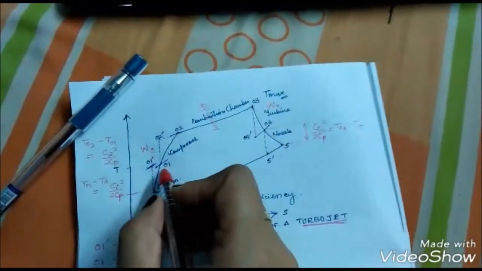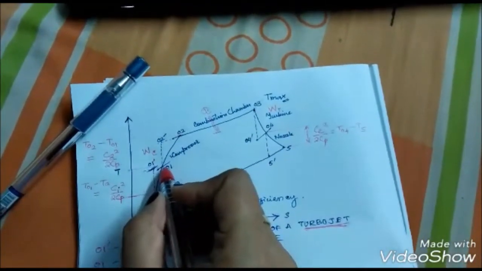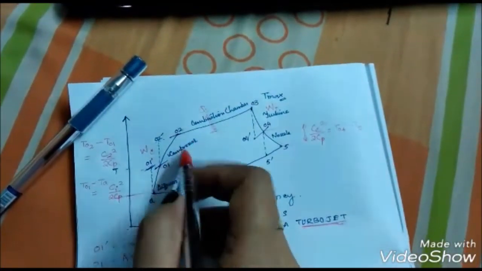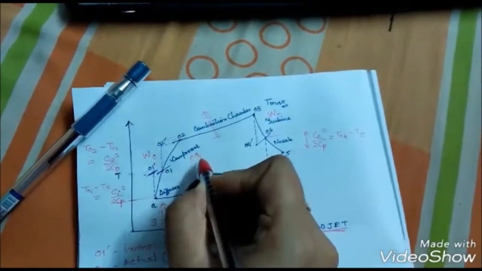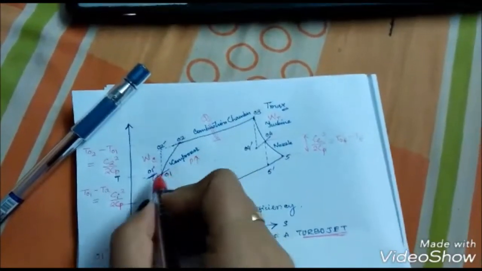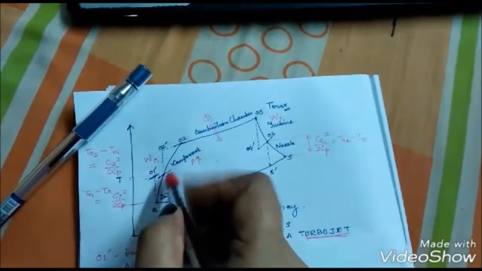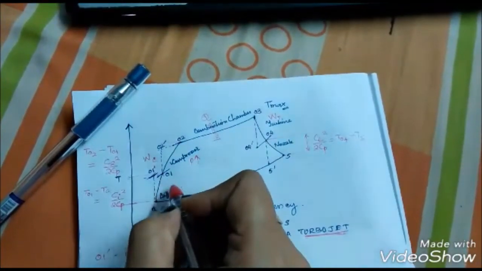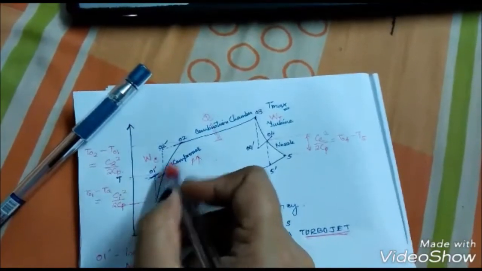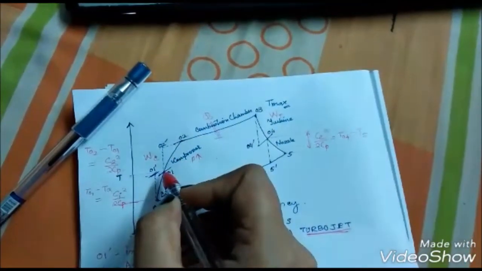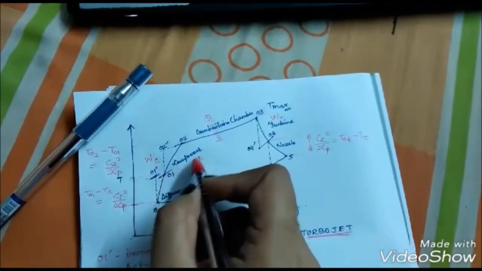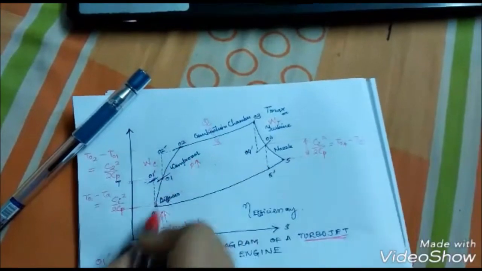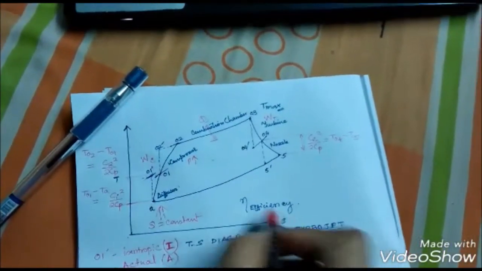After it enters the compressor, 01 is the entrance of the compressor. Here the compressor increases the pressure. So from 01 to 02, the slightly pressurized air from the diffuser enters the compression stage. The compressor increases the pressure, and here also the temperature increases with respect to entropy.